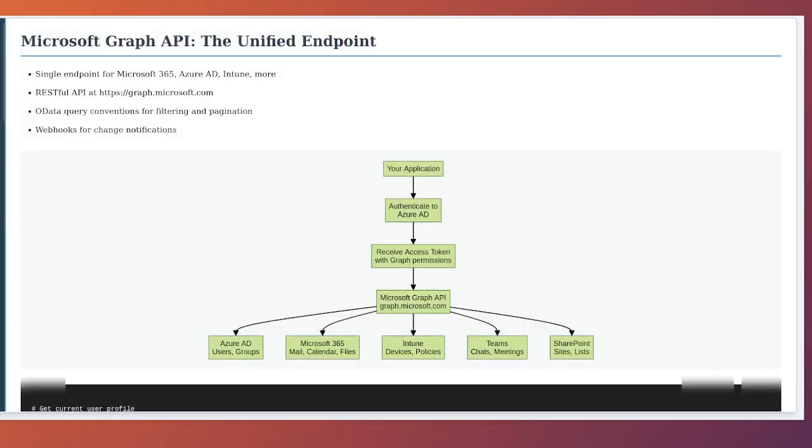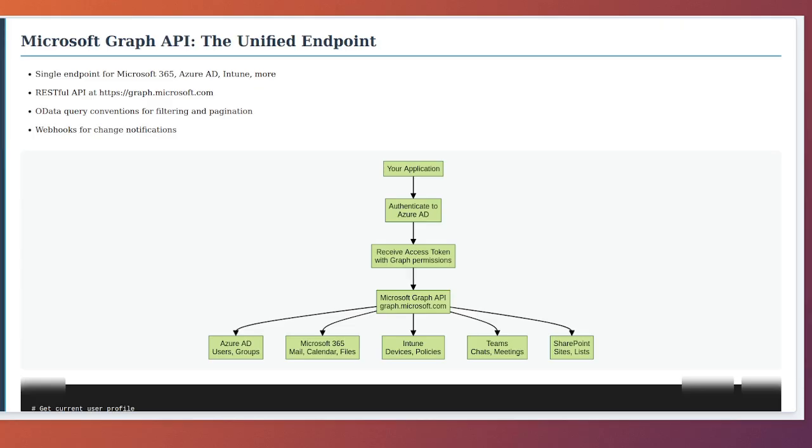Microsoft Graph API, the unified endpoint. Microsoft Graph is the unified API gateway for accessing data across Microsoft 365, Azure AD, Windows, and enterprise mobility and security. For AWS users, there isn't a direct equivalent. AWS services each have their own APIs. Microsoft Graph consolidates access to users, groups, mail, calendars, files, devices, and more through a single endpoint. Understanding Graph is essential because it's how you programmatically manage Azure AD and access Microsoft Cloud services.